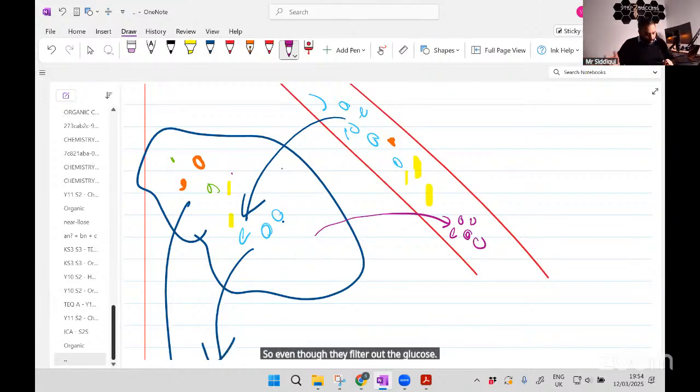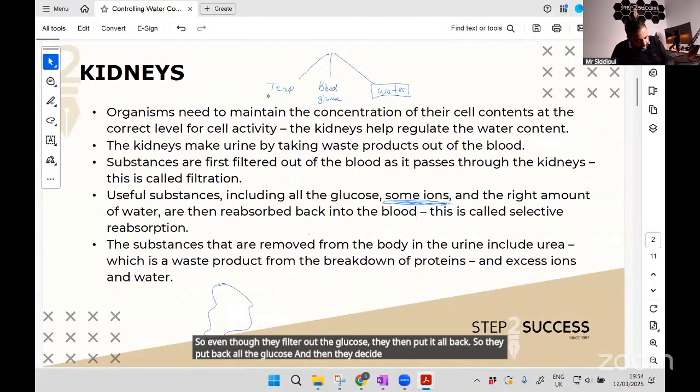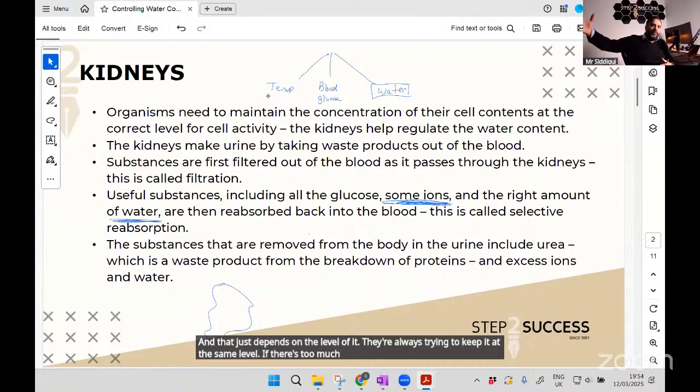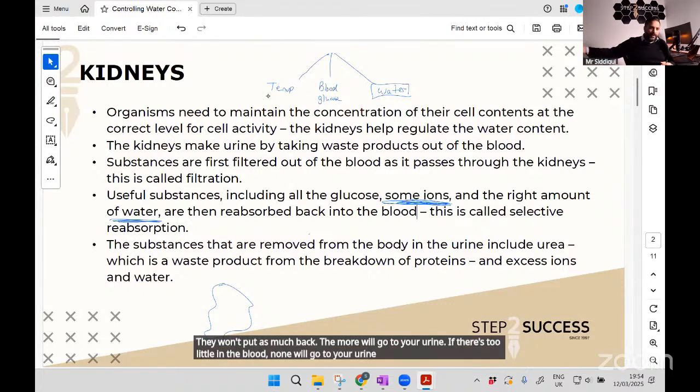So they put back all the glucose, and then they decide for the ions, like salt and so on, and water, how much should be reabsorbed back into the blood. And that just depends on the level of it. They're always trying to keep it at the same level. If there's too much of it in the blood, they won't put as much back. More will go to your urine. If there's too little in the blood, none will go to your urine. They'll put it back in your blood. You see what I mean? They'll just balance that bit out.